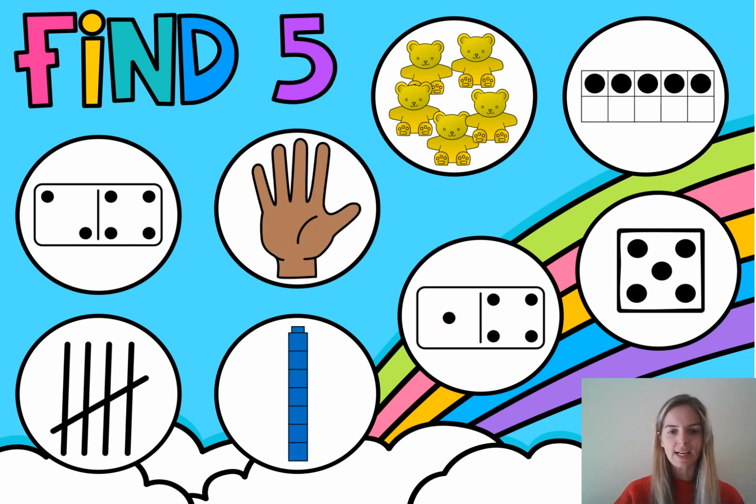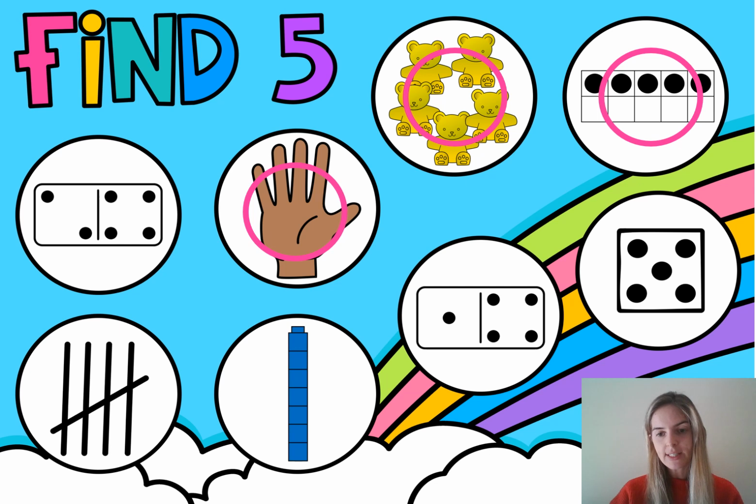Okay, fantastic. So we've just got one more to look at, and that is 5. We are finding 5. Pause the video, find all of the collections that represent 5. Okay, so let's have a look. We have 5 dancing fingers. We have 5 teddy bears. We have 5 on a tens frame.